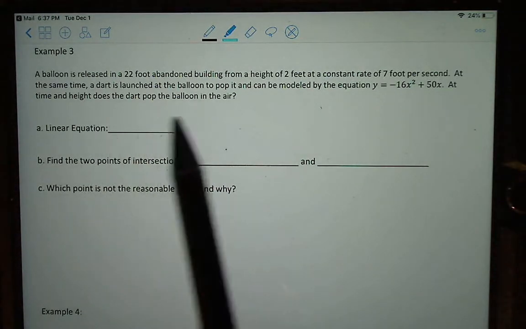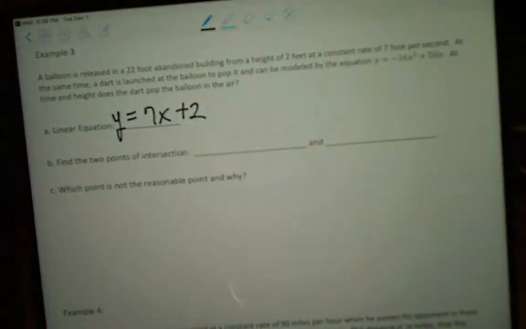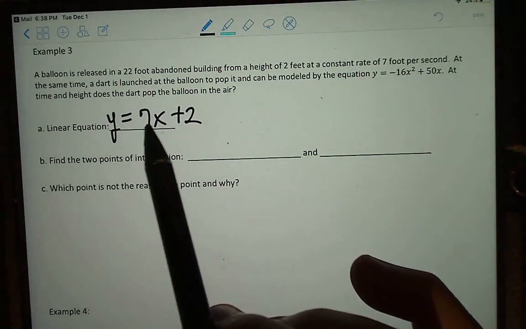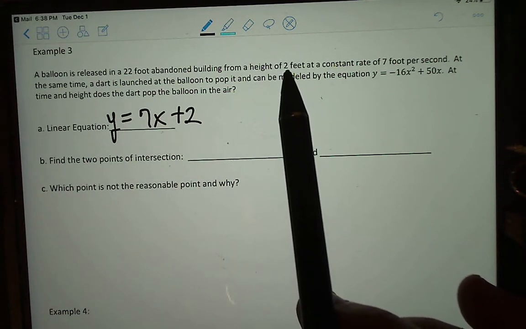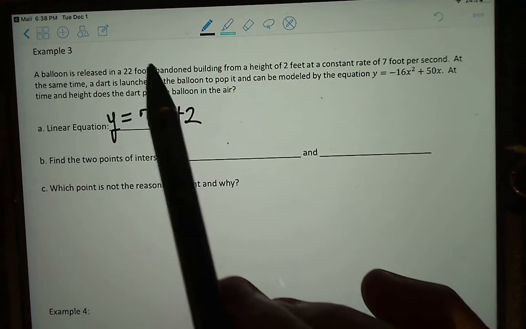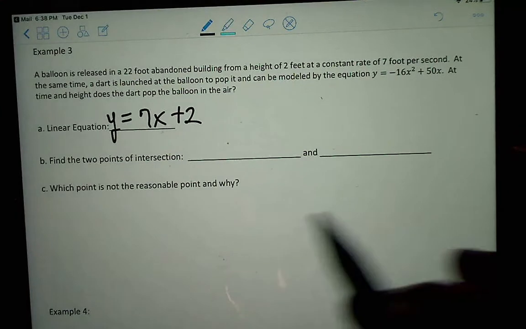Okay. So the linear equation for this, and again, I'm not going to write it like I did on the other ones, but basically I do know that the equation is going to be y equals 7x plus 2. And again, I know that because right here it says constant rate of 7 feet per second, which is going to be my velocity here, or my rate, really. And 2 feet is the height it starts at. Now, some people ask, well, what about the 22 feet? It's just extra information for the time being. Now it says for me to find the 2 points of intersection. So again, it just basically means to solve it.